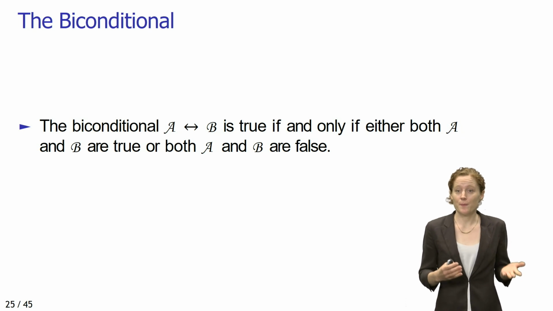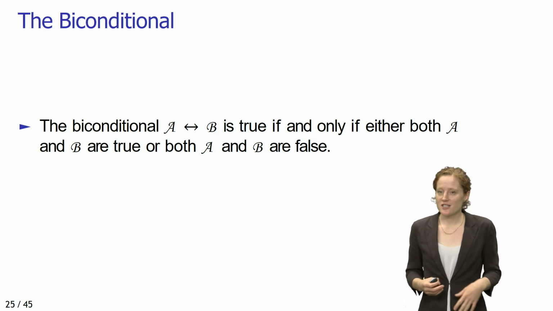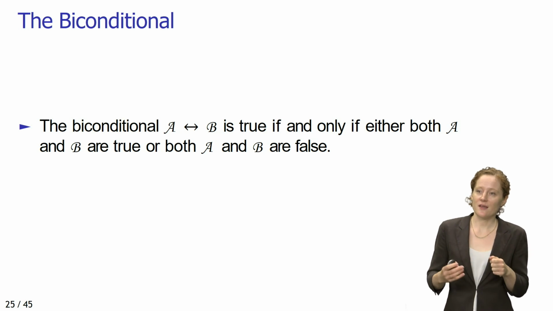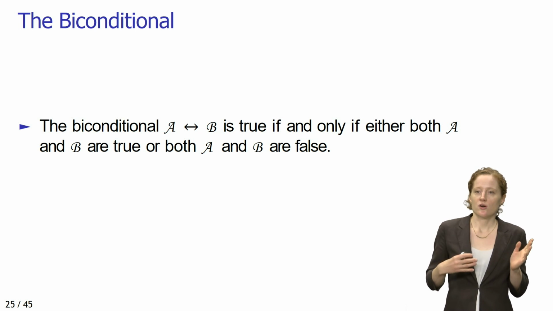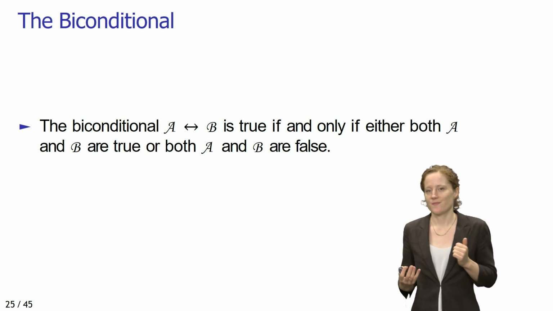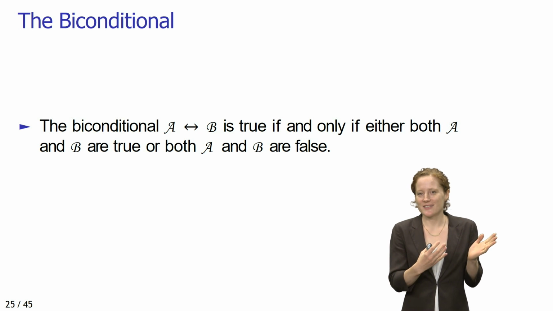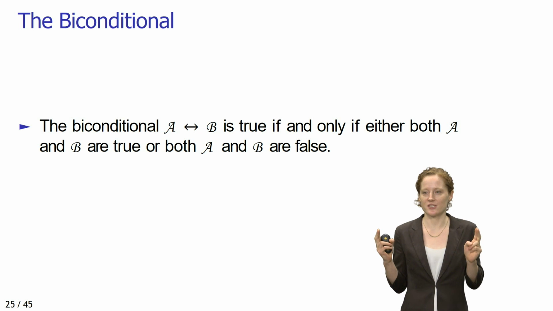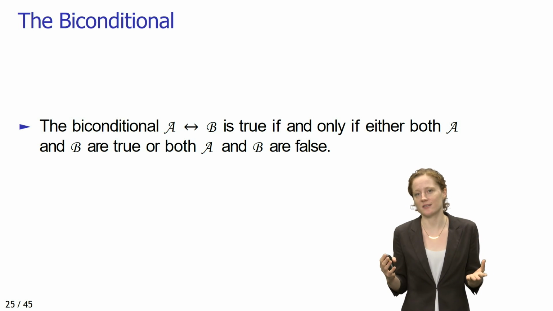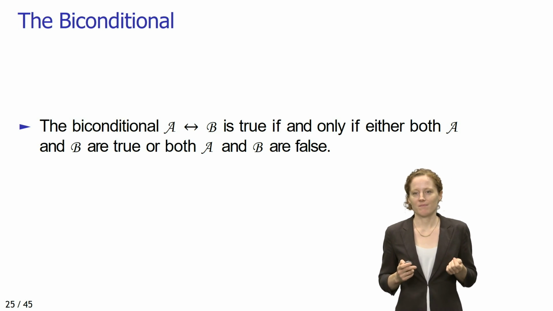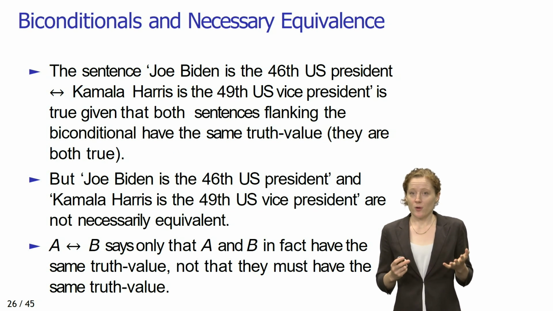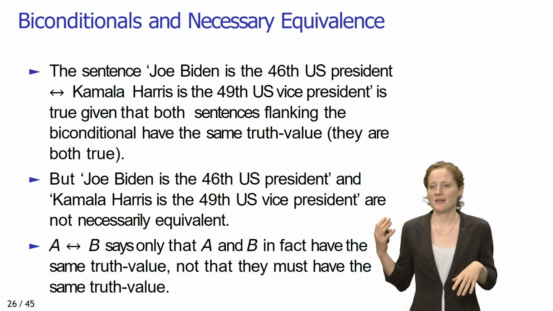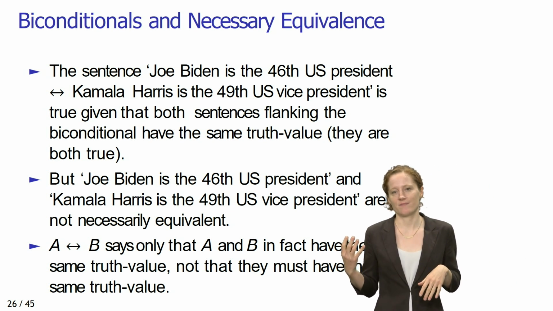Finally, let's talk about the biconditional. The biconditional A if and only if B is true if and only if either both A and B are true or both A and B are false. In other words, the biconditional is true just in case the two sentences flanking the biconditional have the same truth value. It's important to distinguish between biconditional sentences and necessarily equivalent sentences.